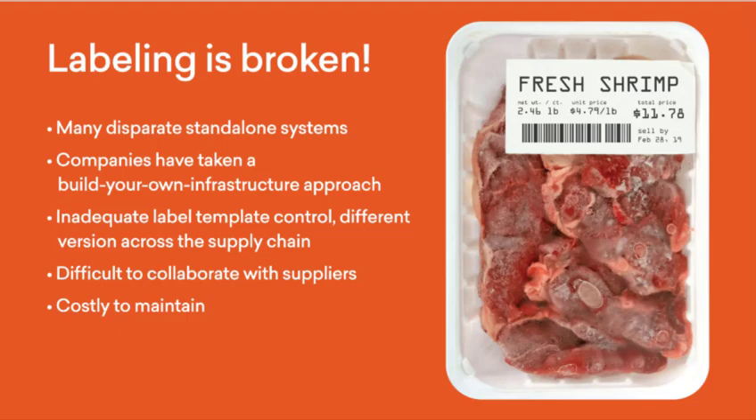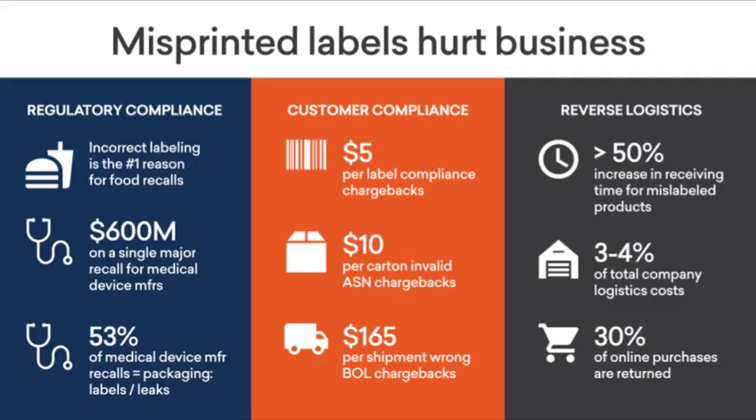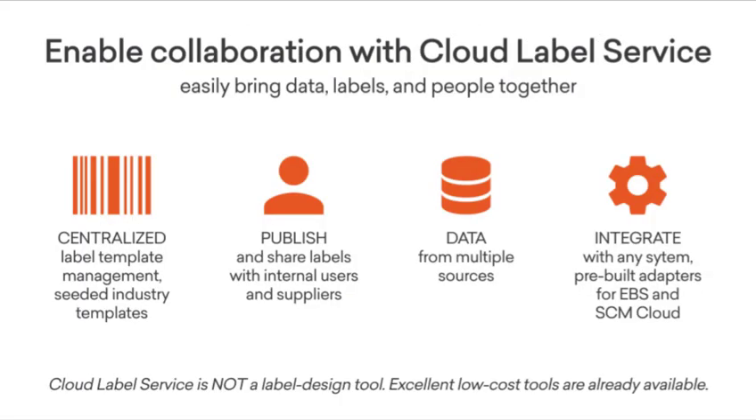Companies are currently left to build their own infrastructure, which leads to inconsistent label templates, as well as limited collaboration and visibility. To solve this, companies purchase services from third parties, only to find out that they're almost as costly as the very issues that they are made to avoid. CLS provides a cost-efficient, centralized alternative that allows users to publish their labels and seamlessly integrate with their host systems.